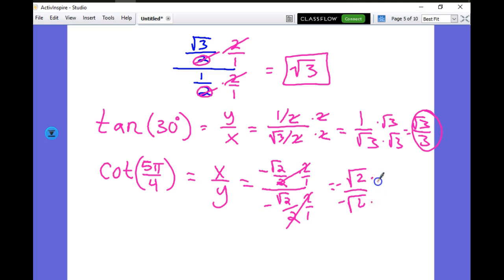Now we multiply the top and bottom by the square root of 2 because we don't like square roots on the bottom, right? So square root of 2 times square root of 2 is going to be 2, but there's a negative in front. At that point, hopefully you notice that it's just 1. But yeah, the final answer is 1.